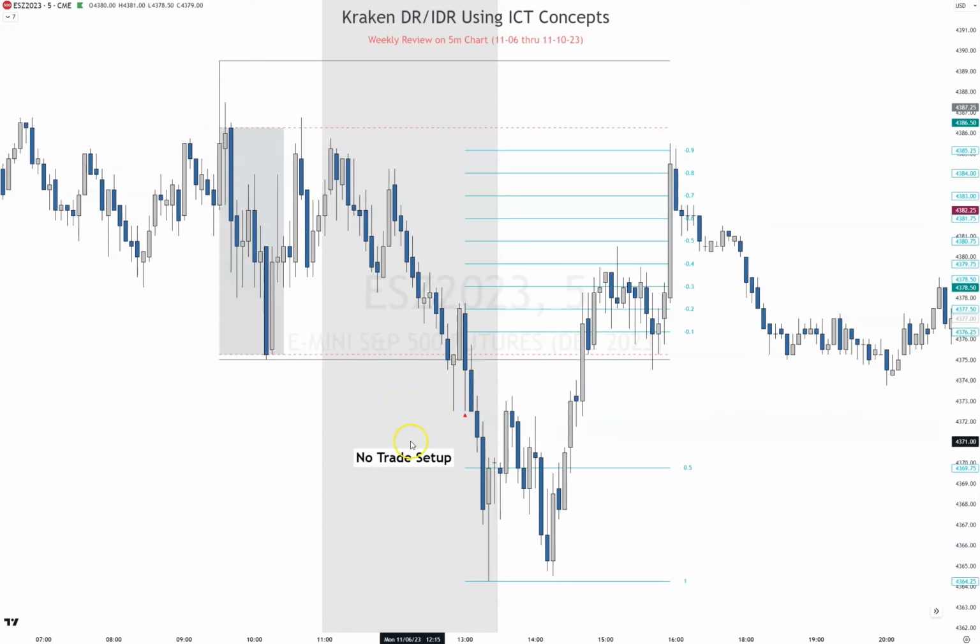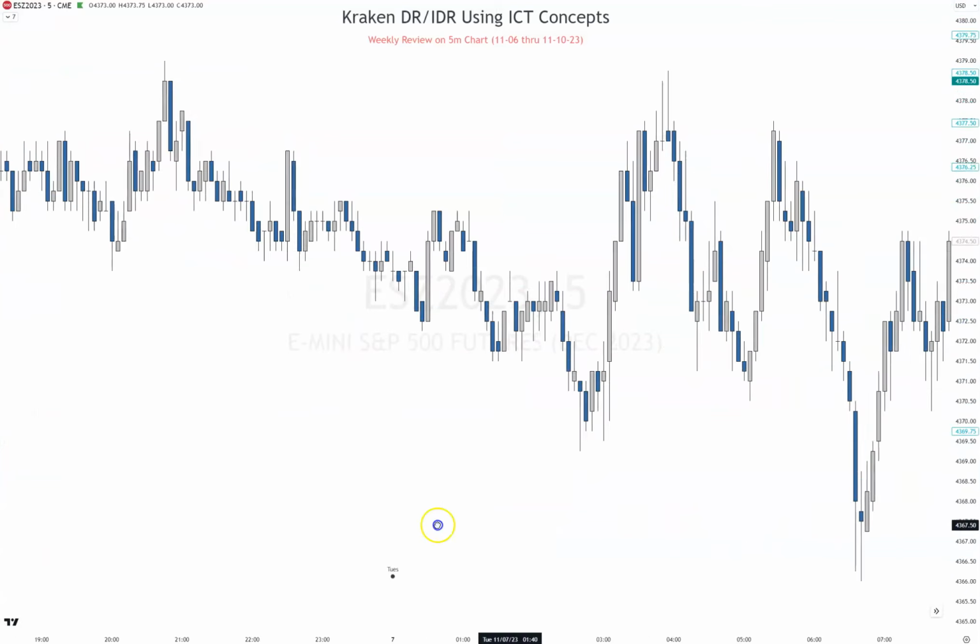Why is this a no trade setup day? Well, one of the rules was 12:30, which is right here. There's no confirmation. Confirmation came at 1 o'clock. So no trade setup for me on this day. All right. Tuesday.